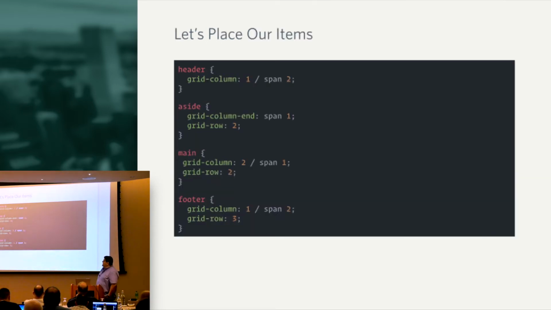Now we're going to place our items. So with the header, we want it to start in grid column 1, and it's going to span 2 columns, which is the number of columns that we have in our layout.